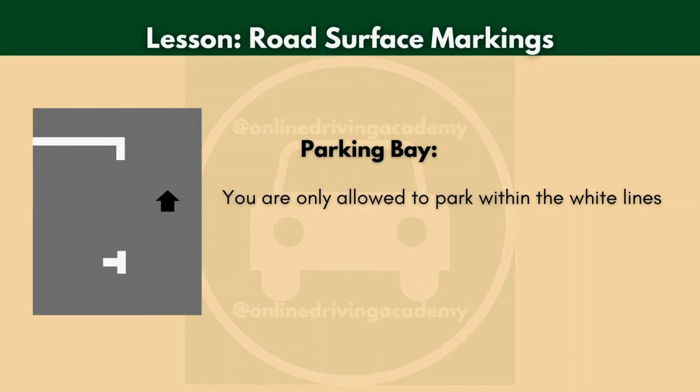Now what does that mean? That basically outlines the area in which you are allowed to park your vehicle. So as you are driving, you see these two lines, you have to park your vehicle between those two. So it says here, you are only allowed to park within the white lines. That's basically self-explanatory.